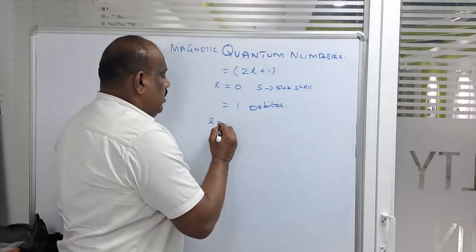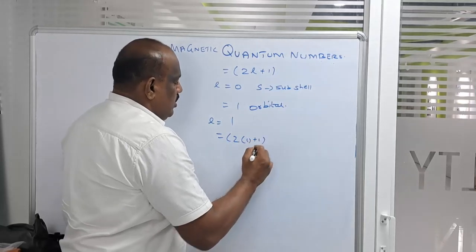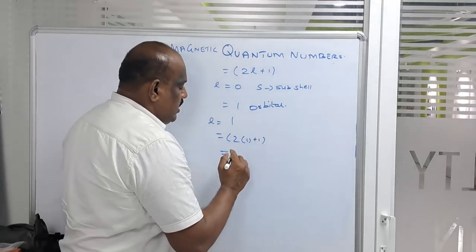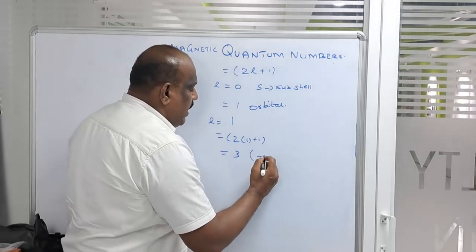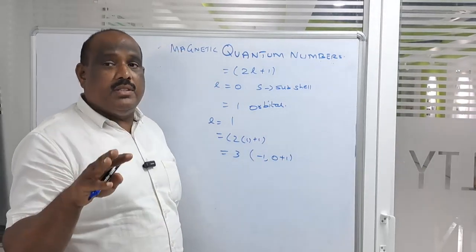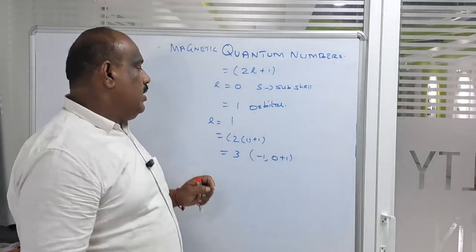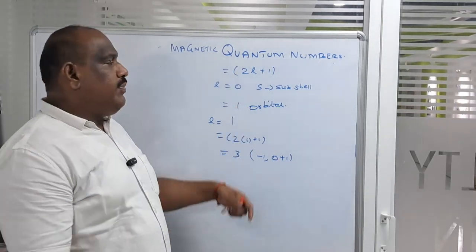And when L equals what? 1. So it becomes 2 into 1 plus 1. So how many are there? It is 2 plus 1, which is 3. These 3 are what I told you: minus 1, 0, plus 1. Both are the same. How many magnetic quantum numbers are there? 3. How many orbitals are there? 3 orbitals. Very good. So this formula also we can use.